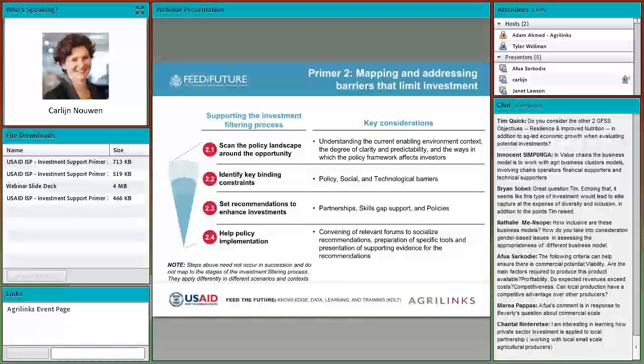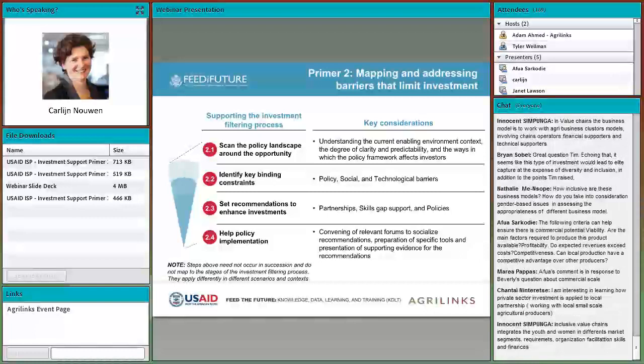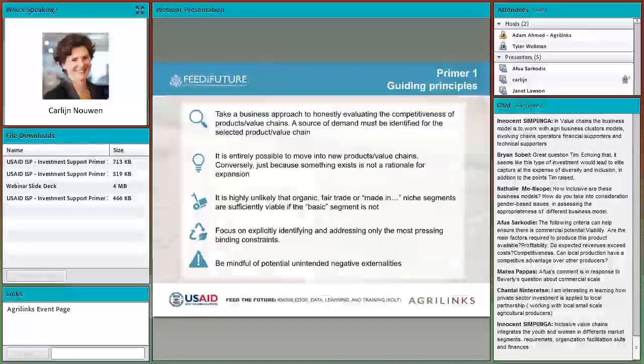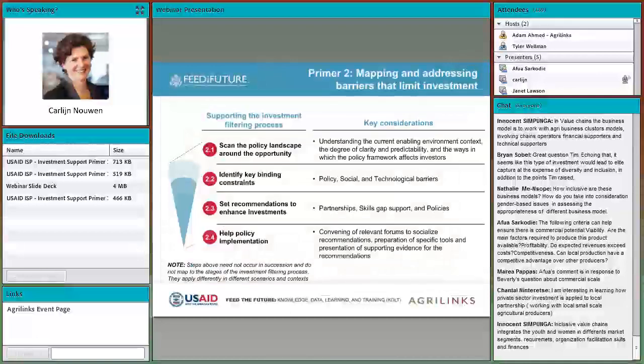The second primer then moves towards mapping and addressing the barriers that limit investment, specifically from a policy perspective. So once we have identified that a product or sector is in principle very viable, there might still be policy or regulatory constraints that make that really hard. Be it, for example, challenges to secure access to land at big enough a scale to actually make a commercially viable investment, or a particular taxation setup that disadvantages the emergence of particular businesses.